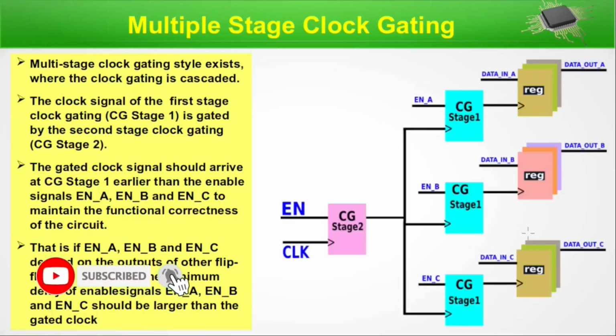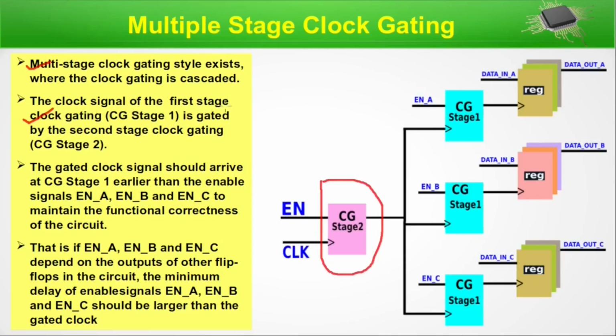And now, multiple stage clock gating. A multi-stage clock gating style exists where the clock gating is cascaded. The clock signal of the first stage clock gating, that is the CG1 stage, is gated by the second stage clock gating, CG stage 2. The gated clock signal should arrive at CG1 stage earlier than the enable signals, enable A, enable B and enable C, to maintain the functional correctness of the circuit. This is stage 1, although this stage is gated by stage 2. This is the first level of clock going here, enable is there. If this enable is 0, this stage is not activated.